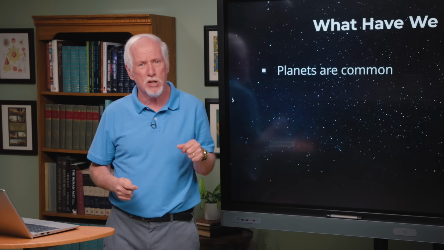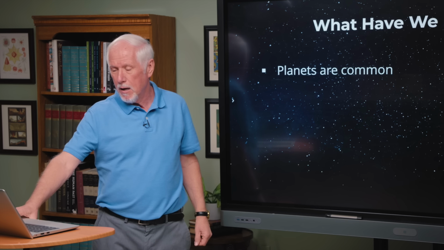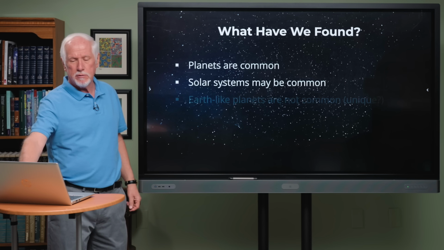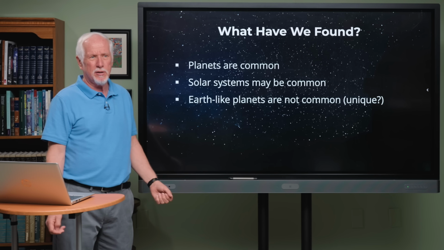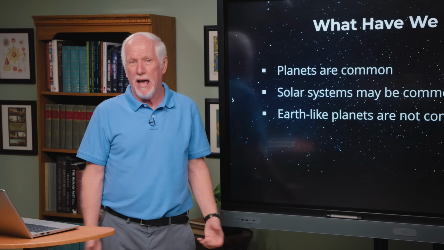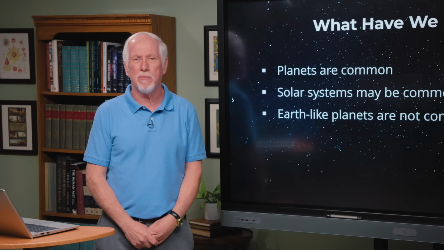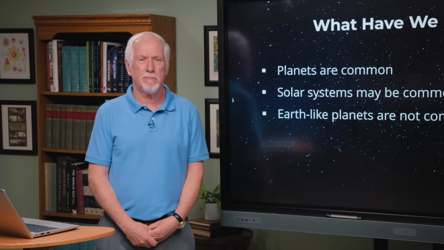We found several stars now with several planets orbiting around them. What about Earth-like planets? Well, as it turns out, Earth-like planets are not common. Remember I said if you would have asked scientists 30 years ago how many exoplanets would be Earth-like when we found 6,000 of them, they would have said hundreds probably. Well, we haven't found any yet.